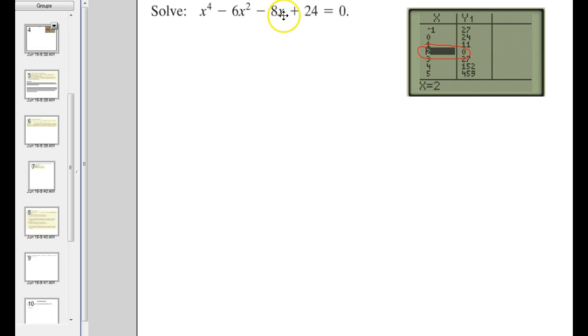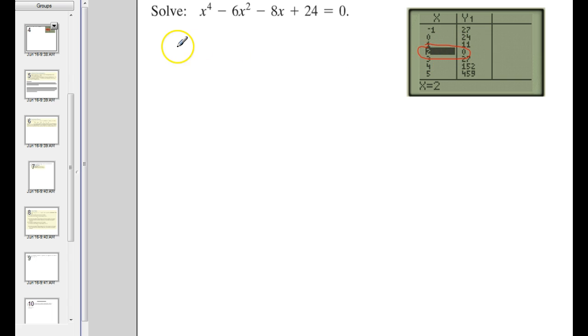This is part 3 of your notes on 2.5. This is just another example of finding the zeros of a polynomial using the calculator, synthetic division, and the remainder theorem. The first zero, according to our table in my calculator, is 2.